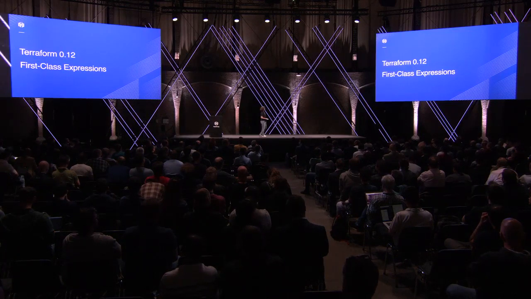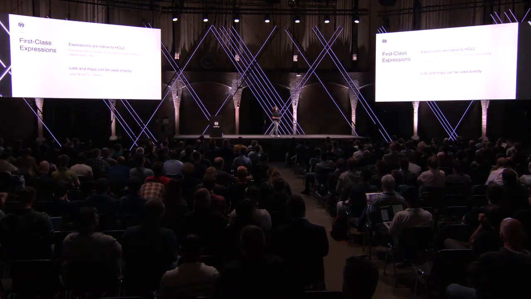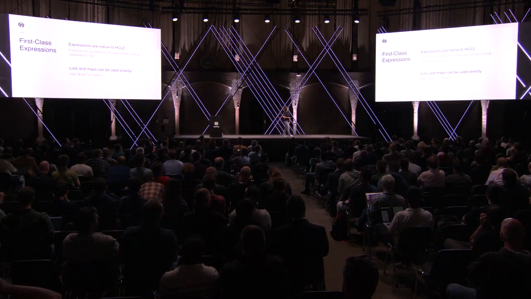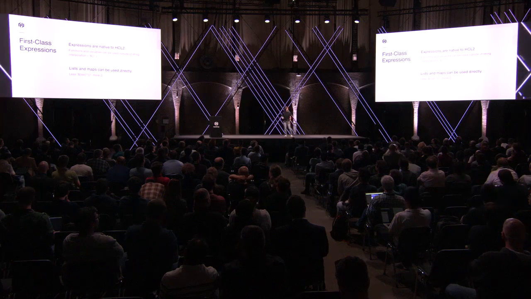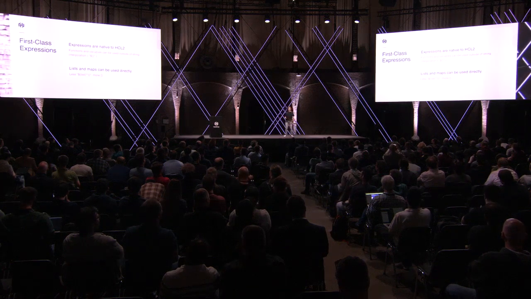OK, up first: first-class expressions. Expressions are native to HCL2, so things like functions and variables can now be used directly outside of string interpolation. You can write many fewer quotation marks, dollar signs, and curly brackets, which is even harder to say than it is to type. The other implication is that lists and maps can be used directly, so instead of needing this ugly list function to do an empty list, I can just use brackets.